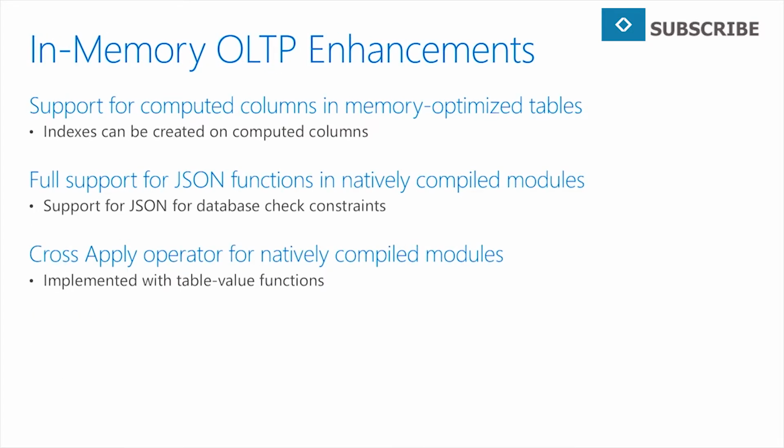In SQL Server 2017, we continue to enhance the in-memory OLTP support. We've added support for computed columns in memory-optimized tables, and the ability to create an index on these columns. This allows transactions to use predicates on these computed columns to improve performance. Though not completely performance-focused, SQL Server 2017 also provides full support for using JSON functions and natively compiled stored procedures. We also implemented CROSS APPLY joins with table-valued functions.